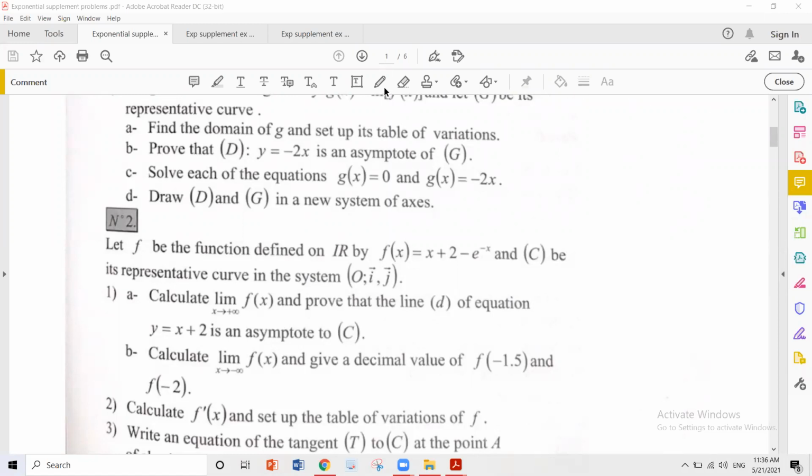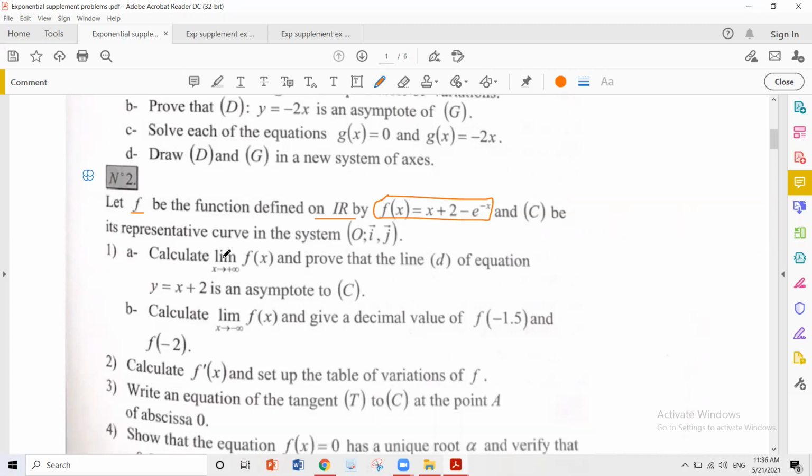Okay, let's start. Problem 2. Let f be a function defined on R, domain is R, by f(x) equal x plus 2 minus e to the minus x. And C is its representative curve in an orthonormal system. Part 1 A. Calculate the limit of f(x) as x tends to plus infinity.